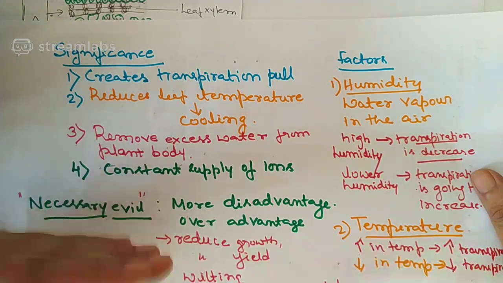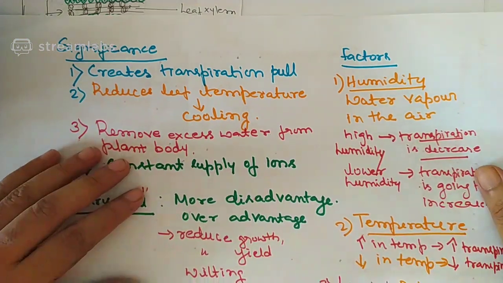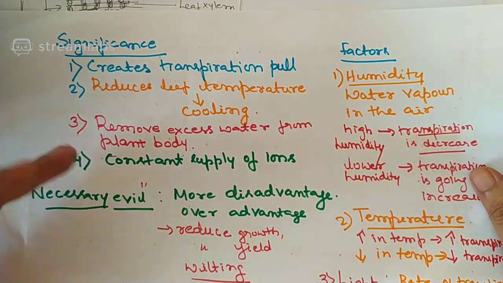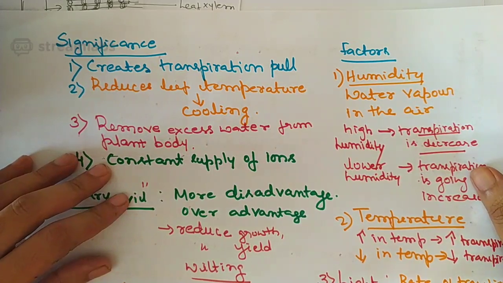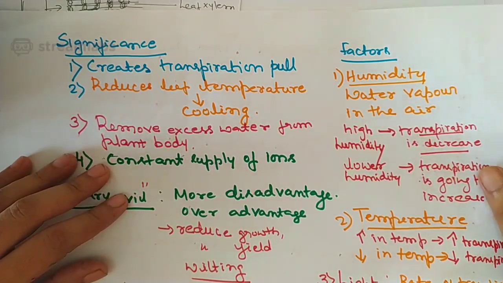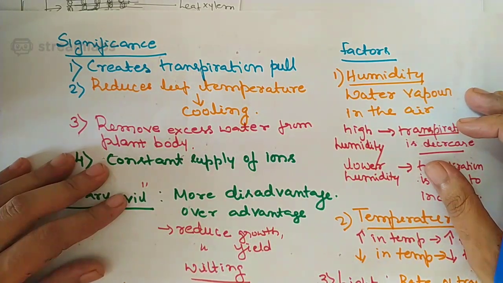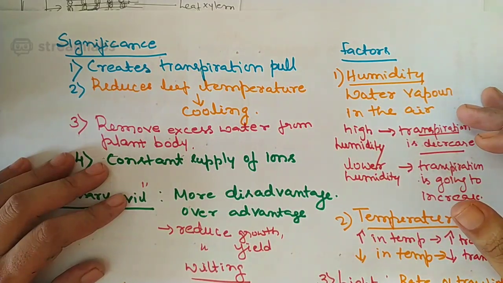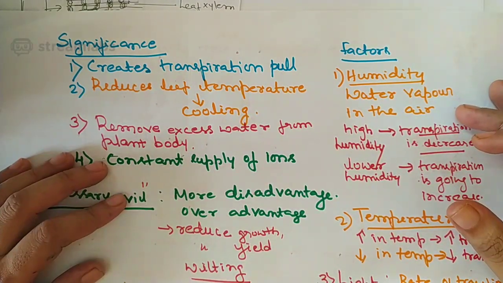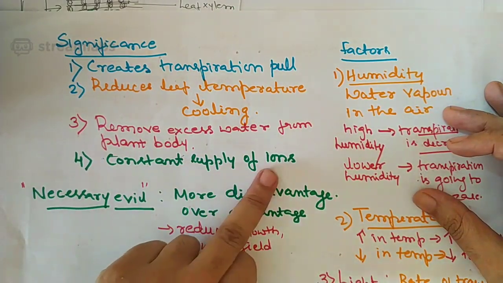So when water is lost from the surface, it results in a cooling effect on the leaf. And whatever excess of water is there inside the plant body, that is also removed through transpiration. And there is a constant supply of ions. So when the plant is going to transpire water, an equal amount of water will be absorbed from the soil. So along with the water, ions also are going to enter. That is how there is a constant supply of ions.